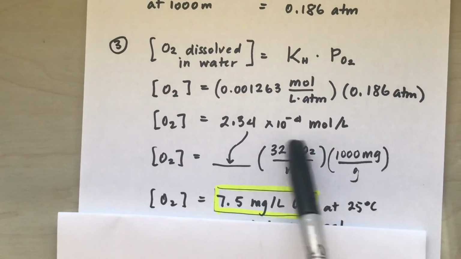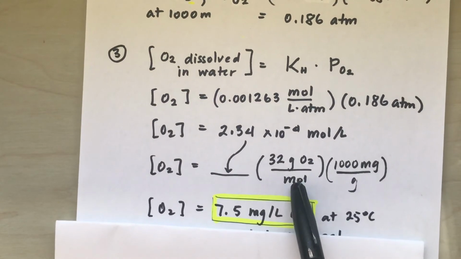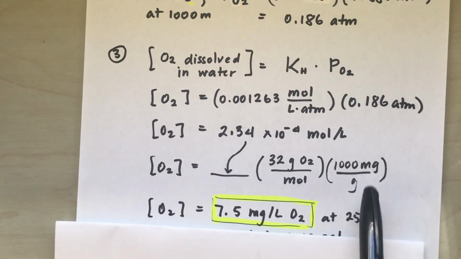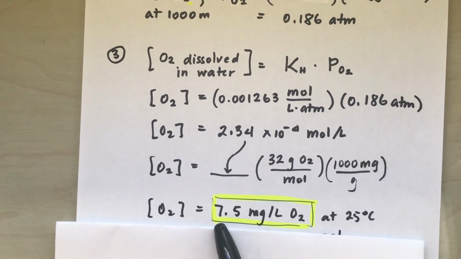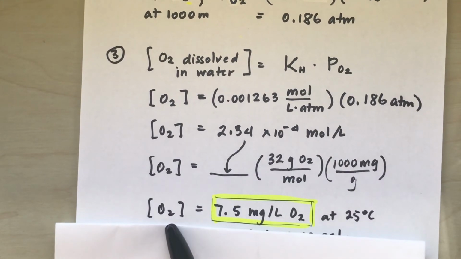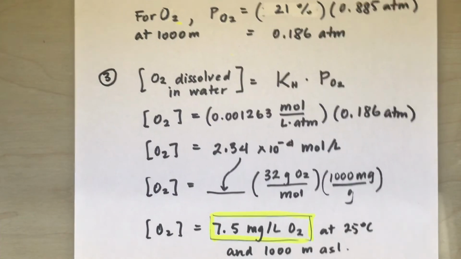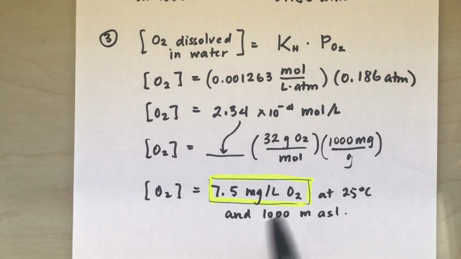We can solve to put that into milligrams per liter dissolved in water. If we multiply by the molecular weight of 32 grams per mole and then convert to milligrams, we end up with the concentration of oxygen in water at 1,000 meters above sea level, 25 degrees Celsius, of 7.5 milligrams per liter. So at sea level, is that higher or lower? Think about that. At sea level, is that going to be higher or lower?